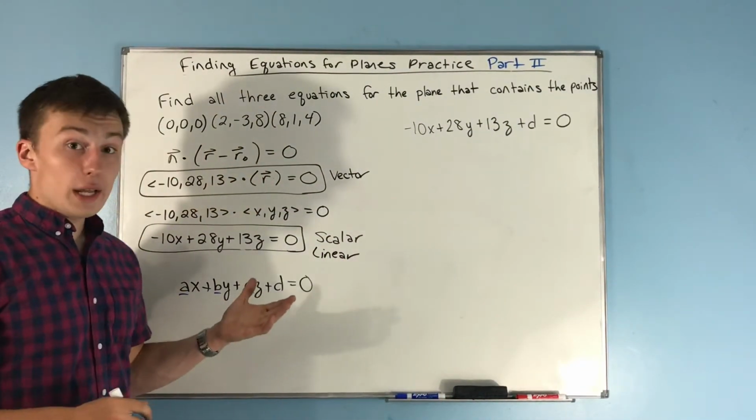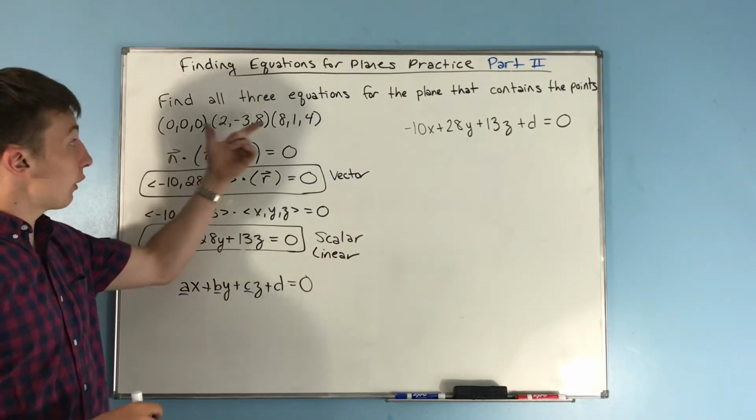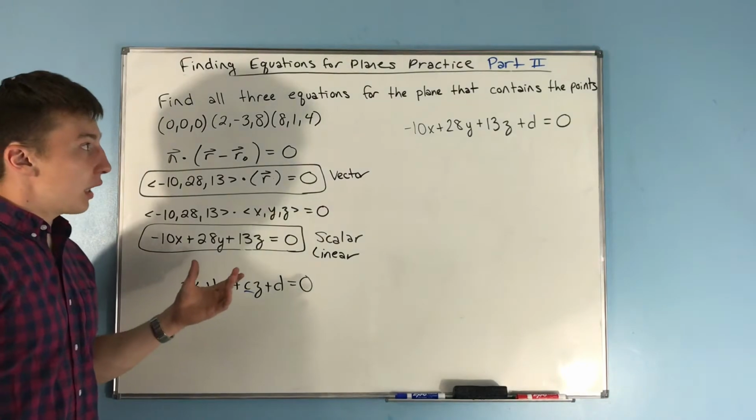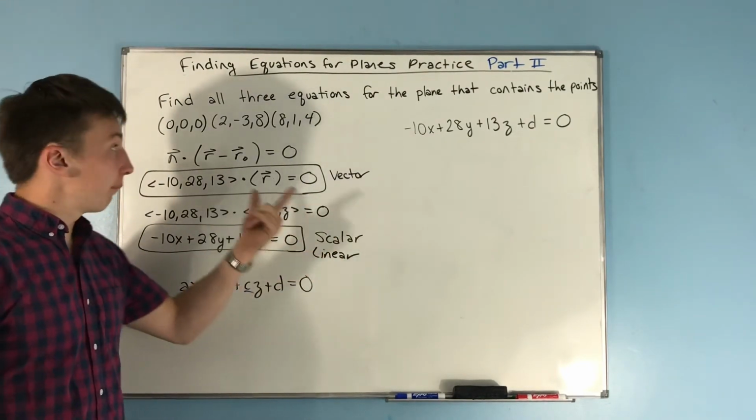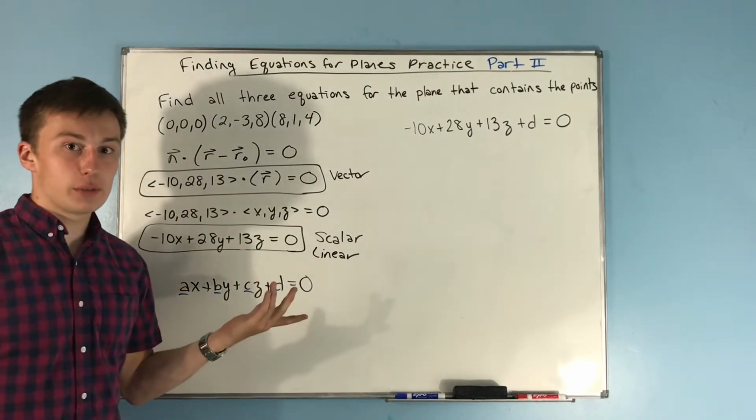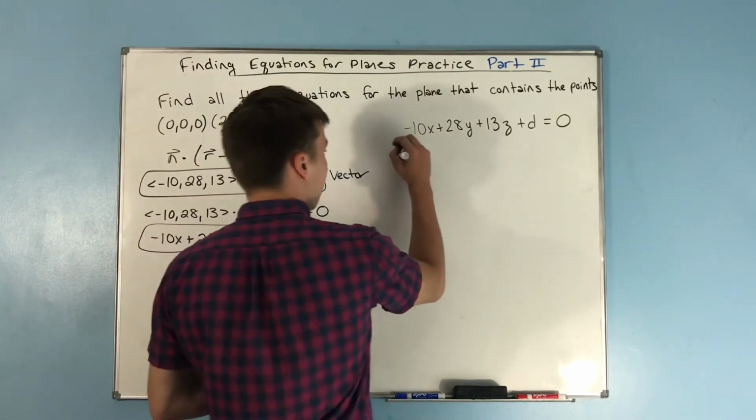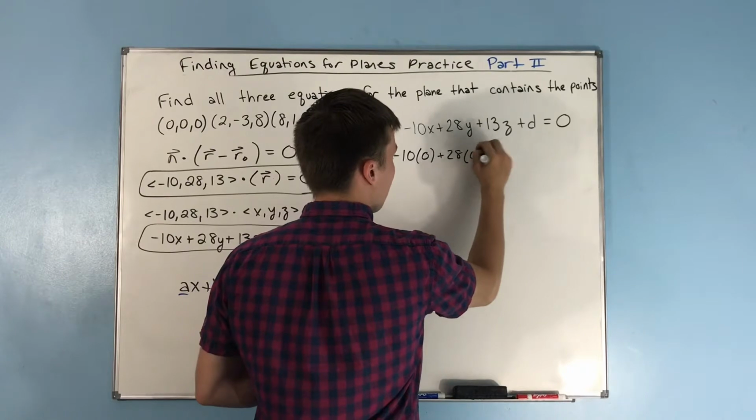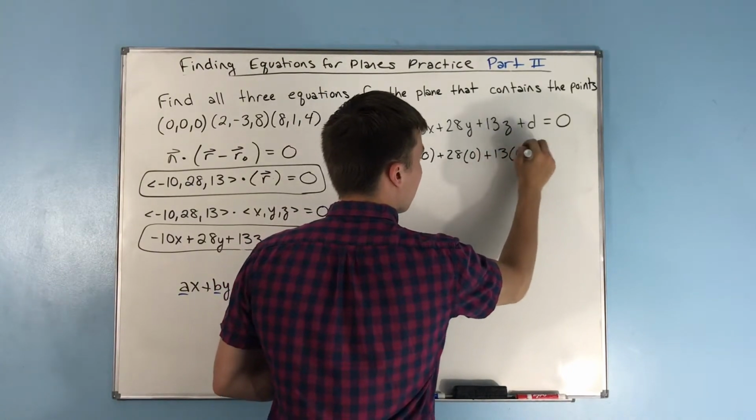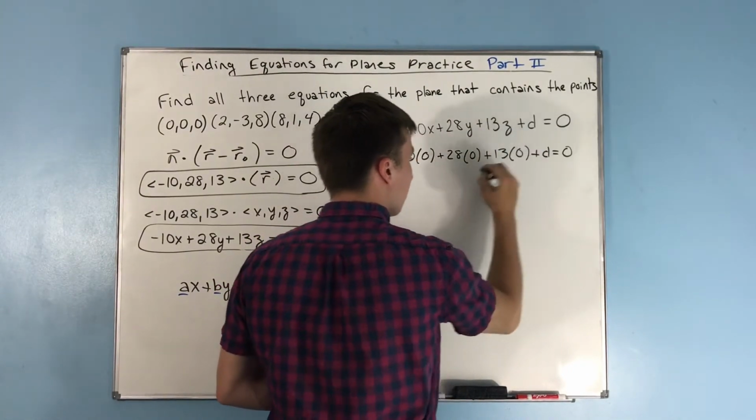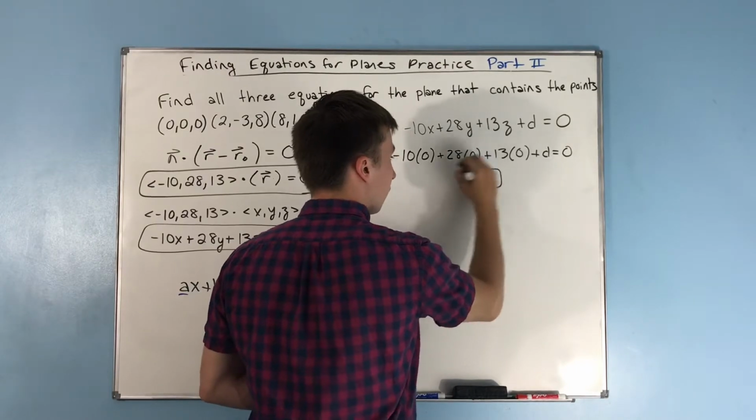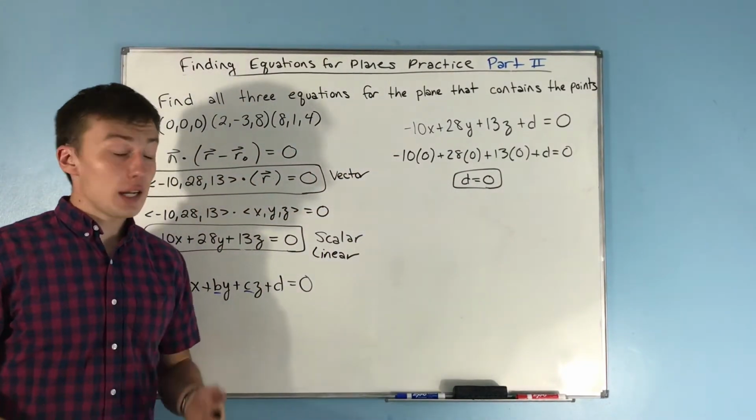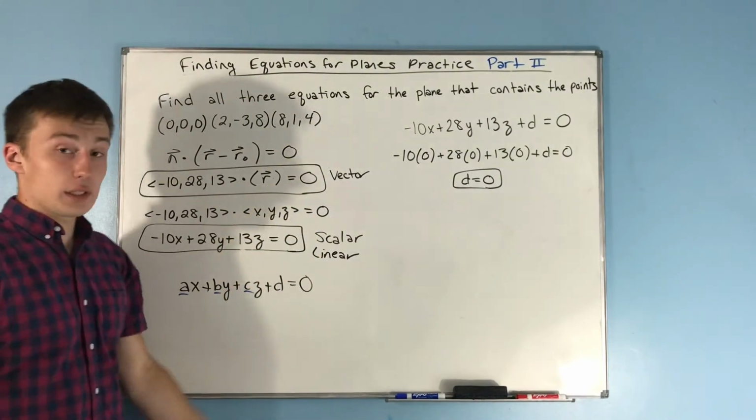Now what we can do is literally just plug in any one of these points, and we'll find out what our d is. The easiest one is 0, 0, 0. If we plug that in, we get negative 10 times 0 plus 28 times 0 plus 13 times 0 plus d equals 0, and you get that d equals 0 right there. So you could find the linear equation a lot faster if you don't go through all of this stuff.